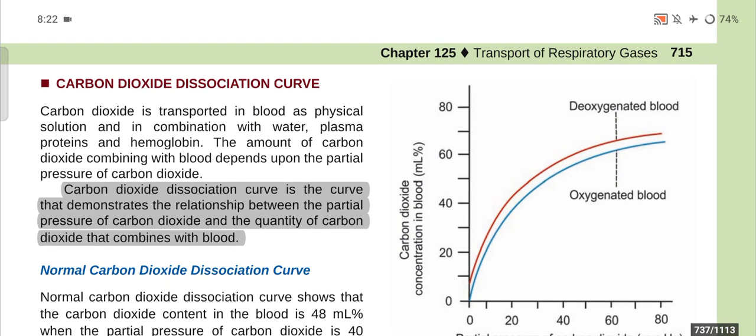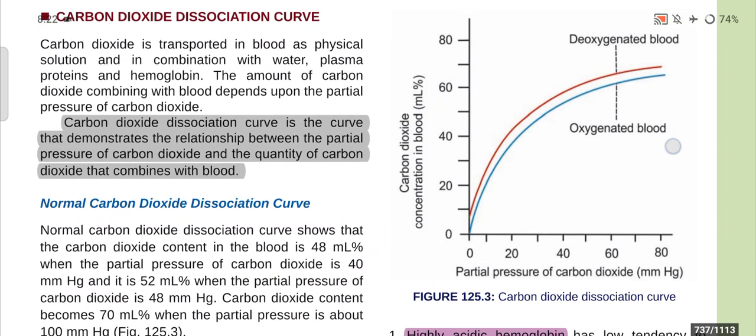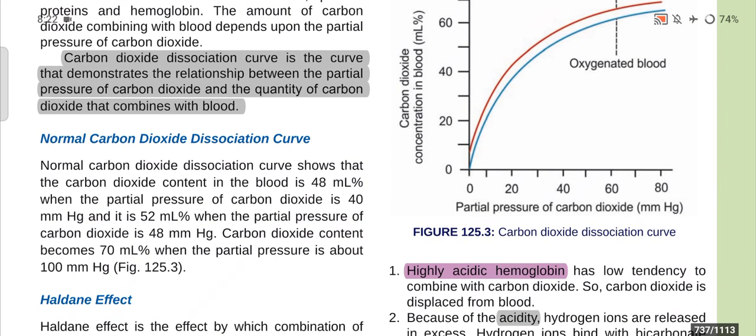Now, carbon dioxide dissociation curve. The carbon dioxide dissociation curve is the curve that demonstrates the relationship between the partial pressure of carbon dioxide and the quantity of carbon dioxide that combines with the blood. Now, normal carbon dioxide dissociation curve.